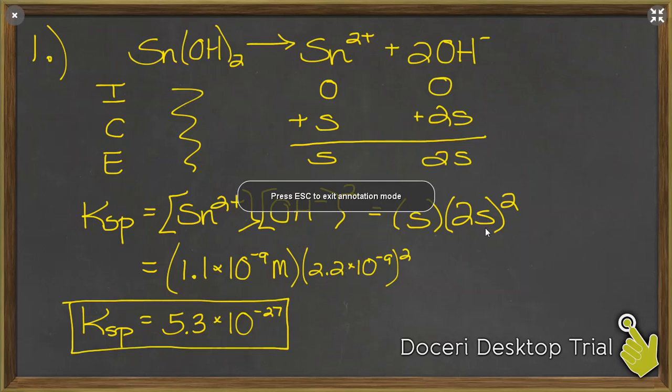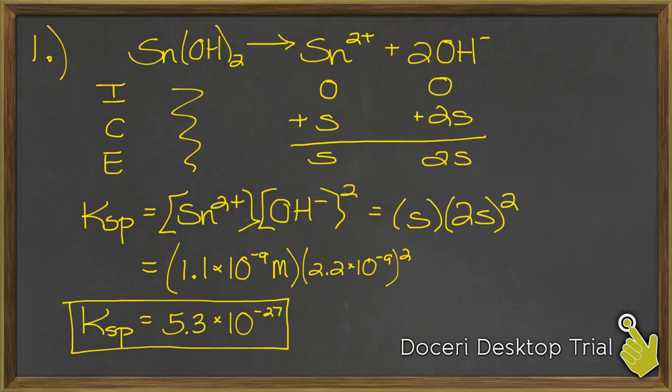Now come over here. If I know that 2S is equal to this number, because this is the molarity of OH minus, the molarity for tin must be half that, because tin has a value of just S, not 2S. So I cut this number in half, and then I substituted them in, and I solved for the value of KSP.